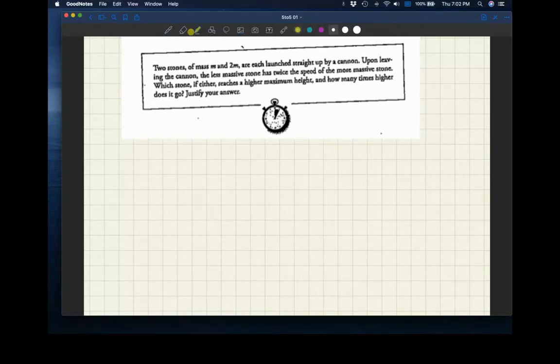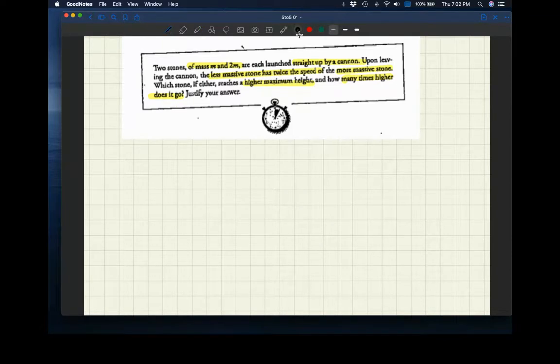So we've got two stones, mass M and 2M. Each are launched straight up by a cannon. The less massive stone has twice the speed of the more massive stone. Which one attains a higher maximum height, and how many times higher does it go?